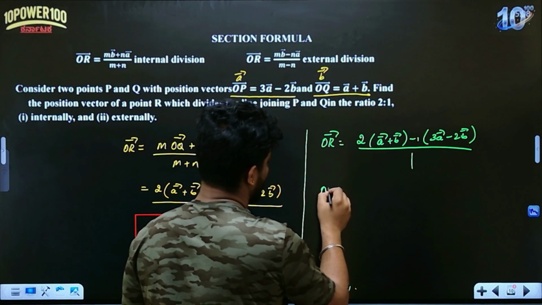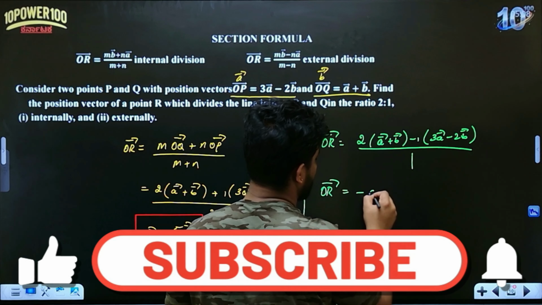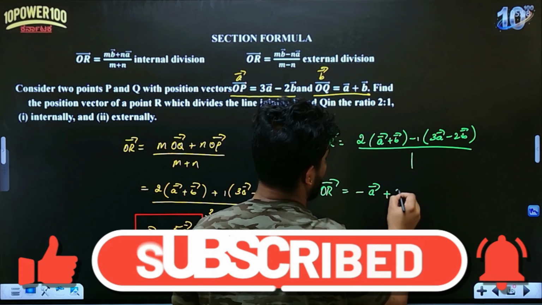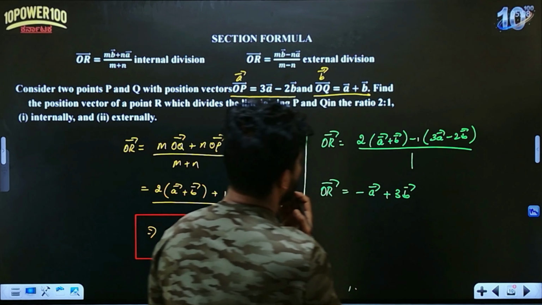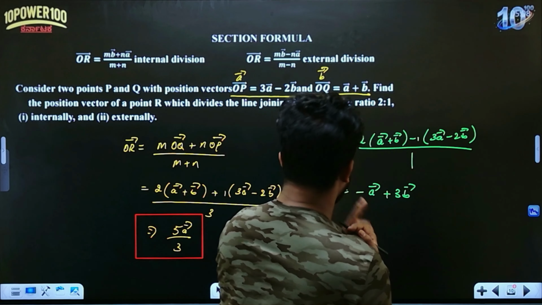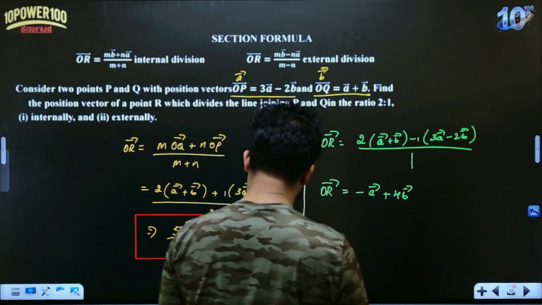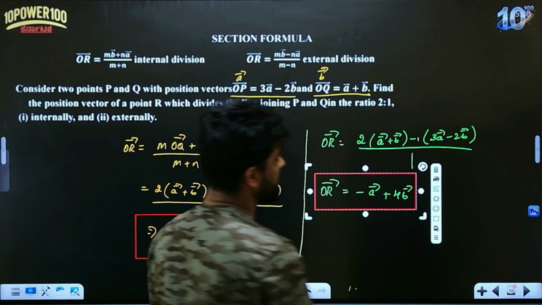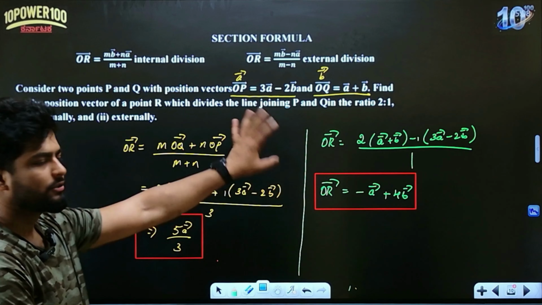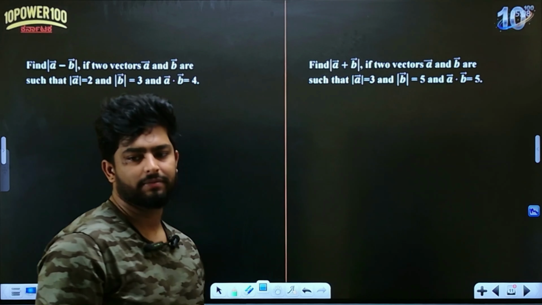Next, OR vector is equal to 2a minus this one, so it is minus a. Minus a vector, plus 2b plus 2b, so it's 4b. So the answer is minus a plus 4b. Very simple. This is probably in your model paper. So practice well so that you will easily know how to solve it, and the 2 marks come easily.